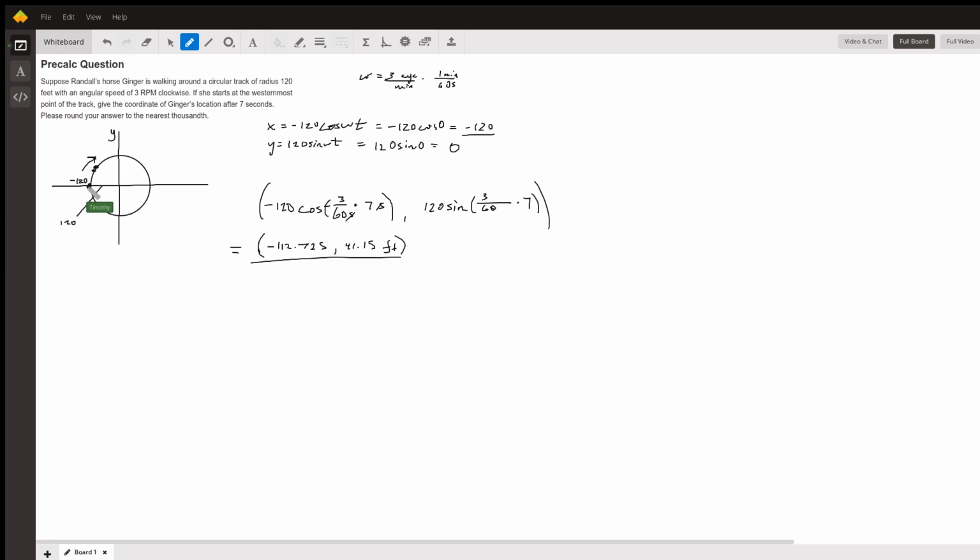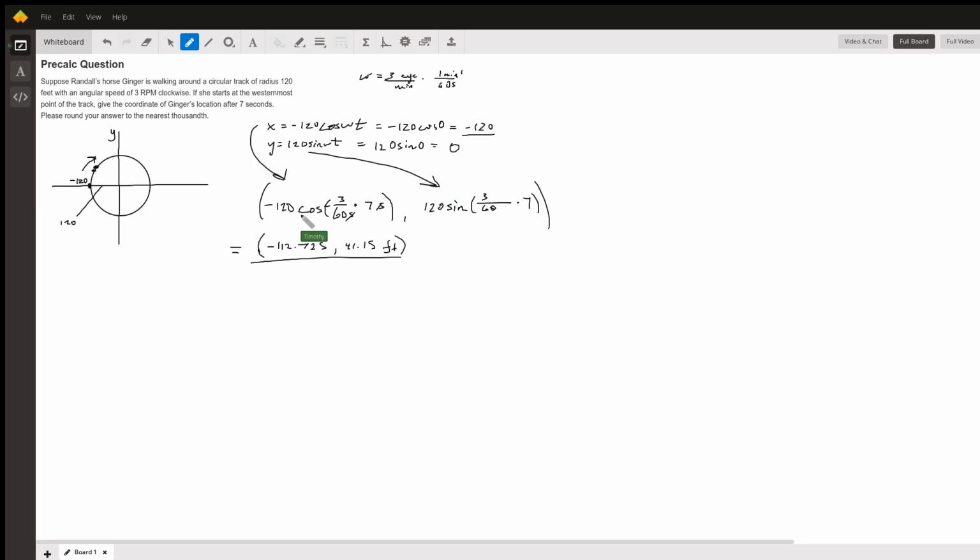Now when it comes to solving the equation, before we just plug the numbers in, we have to look at our omega value here. It's 3 cycles per minute. That's what RPM is, revolutions per minute. We're going to transform that into revolutions or cycles per second by multiplying by 1 minute divided by 60 seconds over here. And now we use these equations and put them into an ordered pair format.